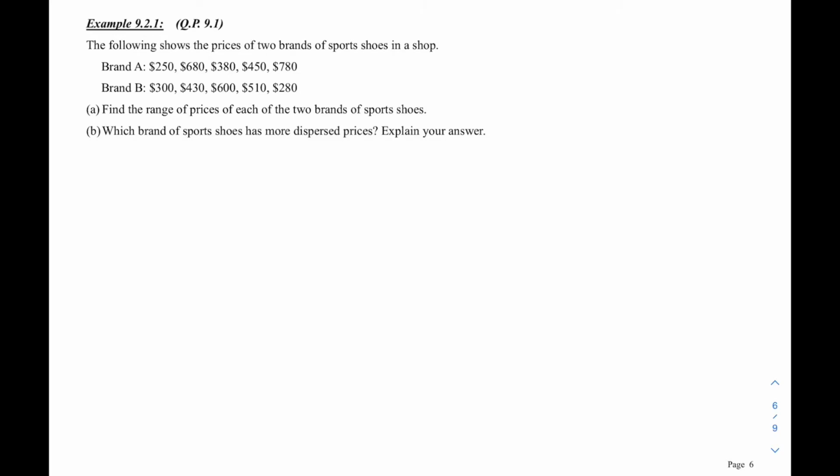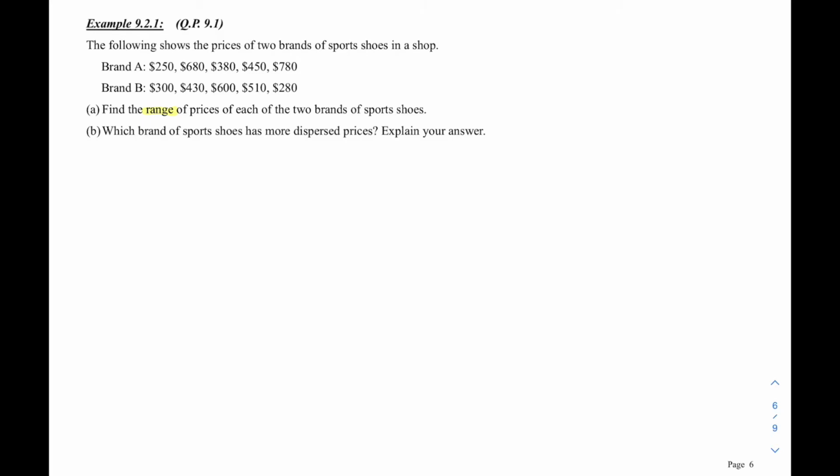Let's try a simple example. Quick practice 9.1. The following shows the prices of two brands of sports shoes in a shop. There are two brands A and B, and the prices are as follows. Now, for part A, you are asked to find the range of the prices of each brand. So, just for this ungrouped data, we look for the highest datum and the smallest or lowest datum.